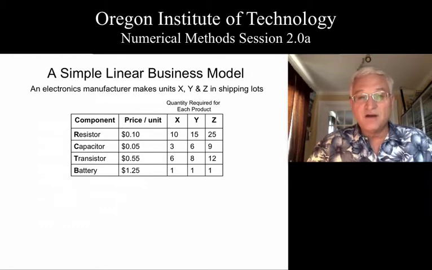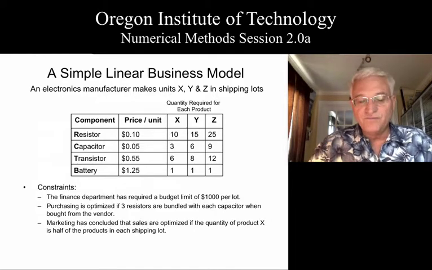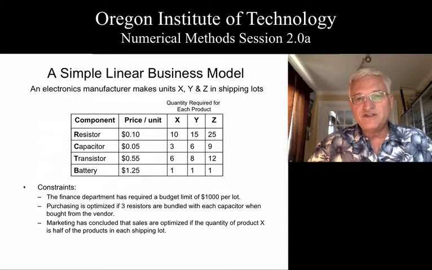The purchasing department has gotten some deals where they can get unit prices optimized for each of these 4 components under certain constraints. So let's take a look at these constraints. And of course, the purchasing department and marketing departments will throw in some of their constraints of their own. First of all, our finance group has said you can't make a shipping lot that costs more than $1,000. We're going to push it and say that the shipping lots will be exactly $1,000, which probably isn't the best way to go, but we'll do that just to make the problem a little bit easier.